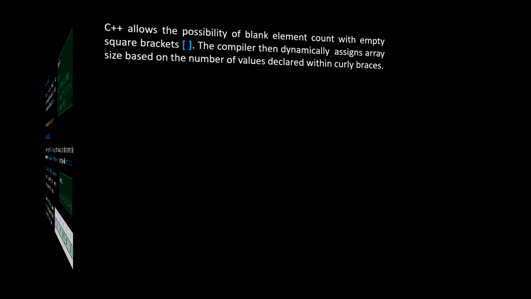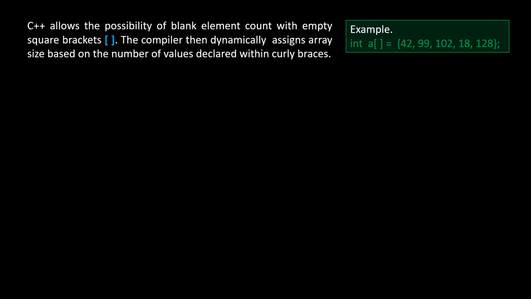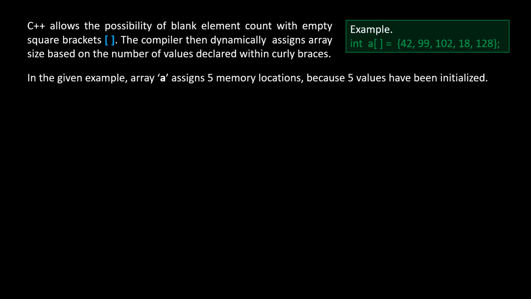C++ allows the possibility of blank element count with empty square brackets. The compiler then dynamically assigns array size based on the number of values declared within curly braces. For example, int a[] = {42, 99, 102, 18, 128}. In the given example, array a assigns 5 memory locations, because 5 values have been initialized here.